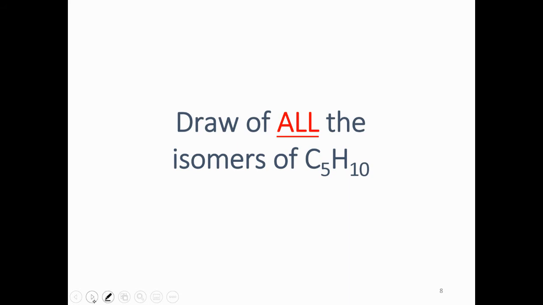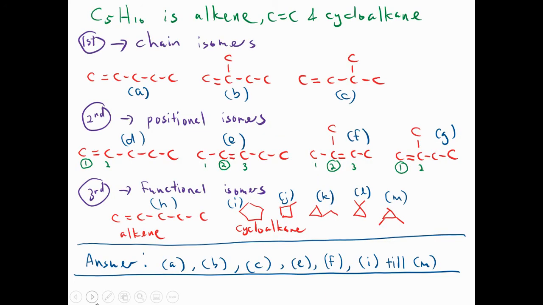Now come to this question. Draw all the isomers of C5H10. When you look at C5H10, the homologous series, you know that it is alkene. And then another one, it is cycloalkane. So my first step is I usually draw chain isomers. Chain isomers means the position of your double bond or your functional group cannot change. For example, here is carbon number 1, so don't change it. Carbon number 1, carbon number 1, carbon number 1. Then you change the position of the substituent to become chain isomers.